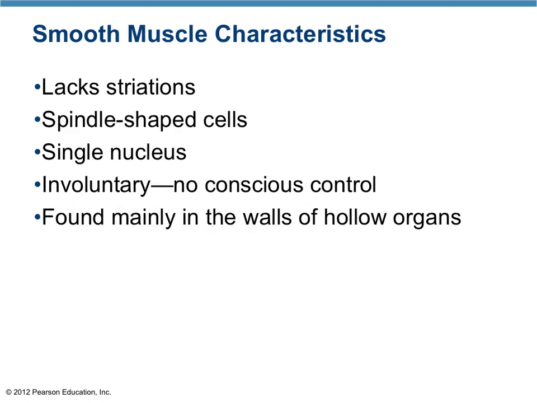So now we're going to move on to smooth muscle. Again, smooth muscle lacks striations. The cells are spindle-shaped, so they're pointy on both ends typically. They are single nucleated, or uninucleate. They are involuntary, so there's no conscious control of smooth muscle. And again, they're found mainly in the walls of hollow organs. So any organ that has an open space inside of it, whether it's a blood vessel or your stomach, is going to have smooth muscle in the walls.